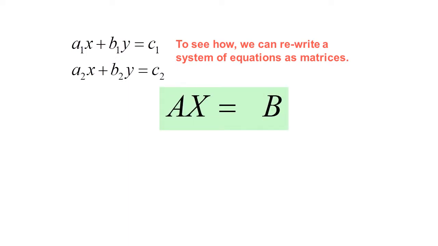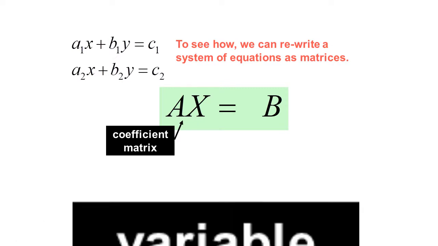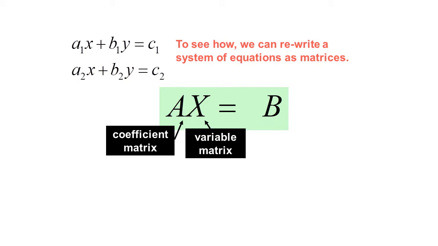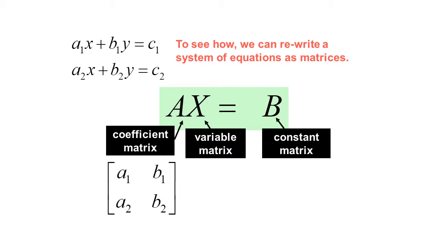Now I am going to write in the form of Ax is equal to B. Here A is the coefficient matrix, X is the variable matrix, B is the constant matrix. The coefficient matrix A is nothing but the number before X and the number before Y. We see A1, A2 before X, B1, B2 before Y. So we write it as two columns and it is a square matrix.